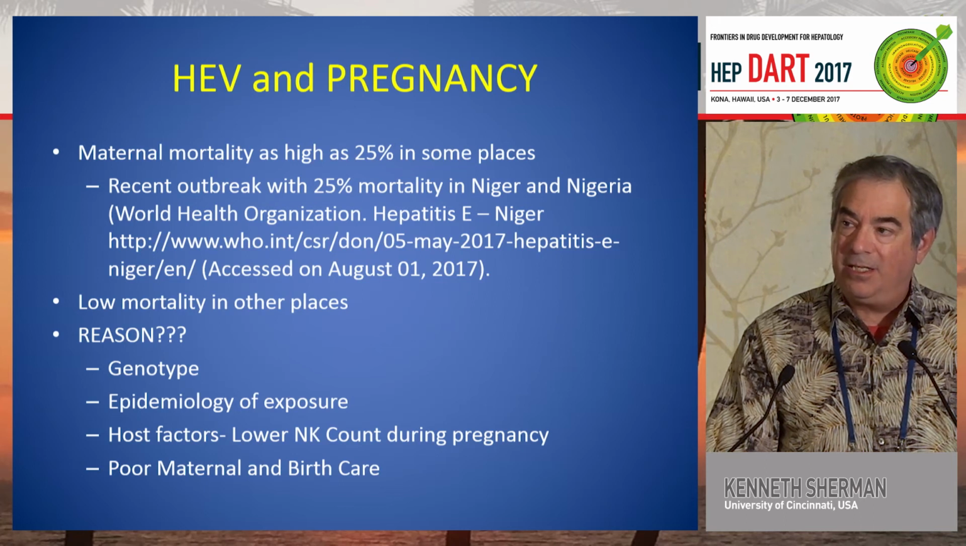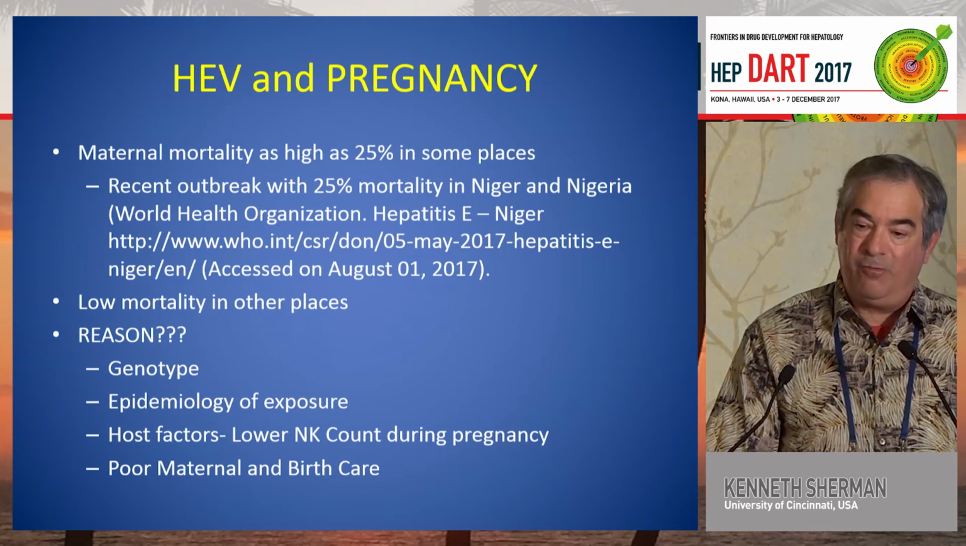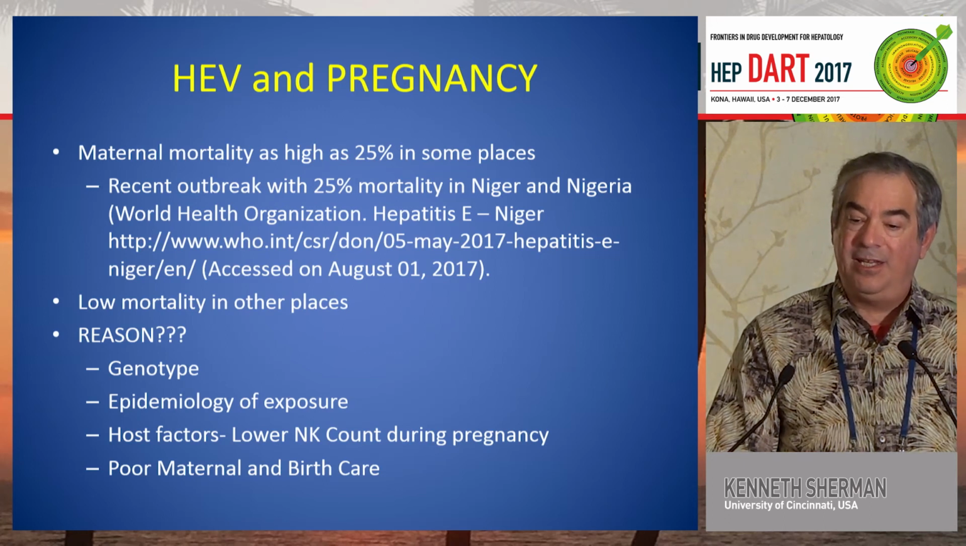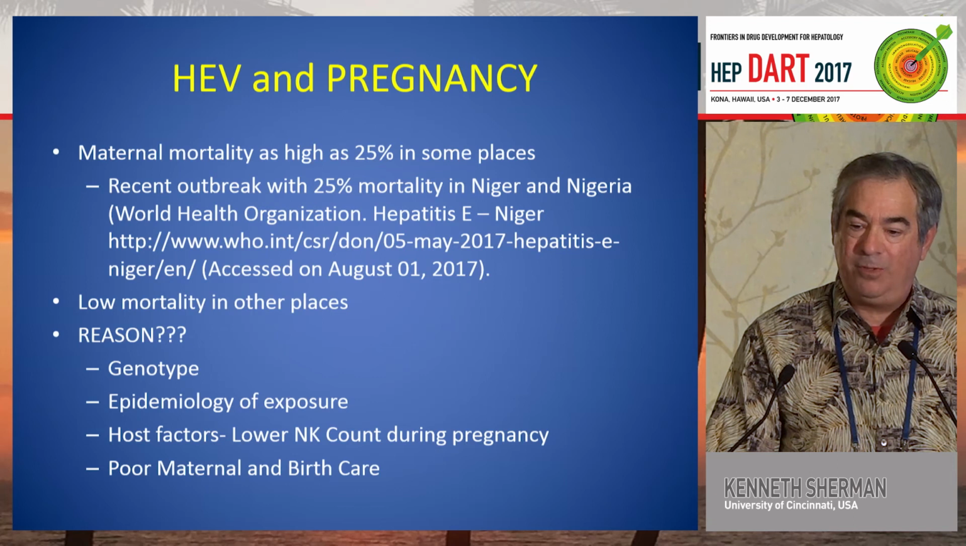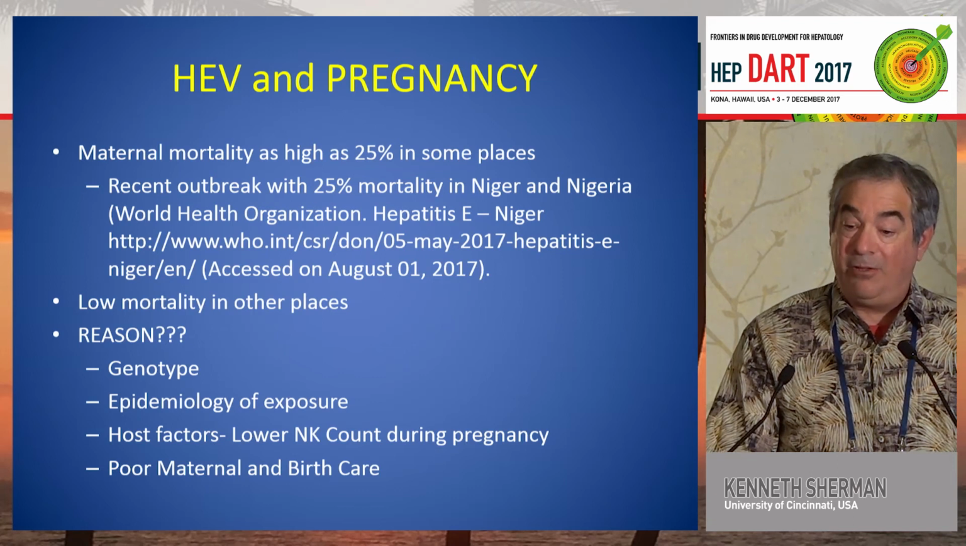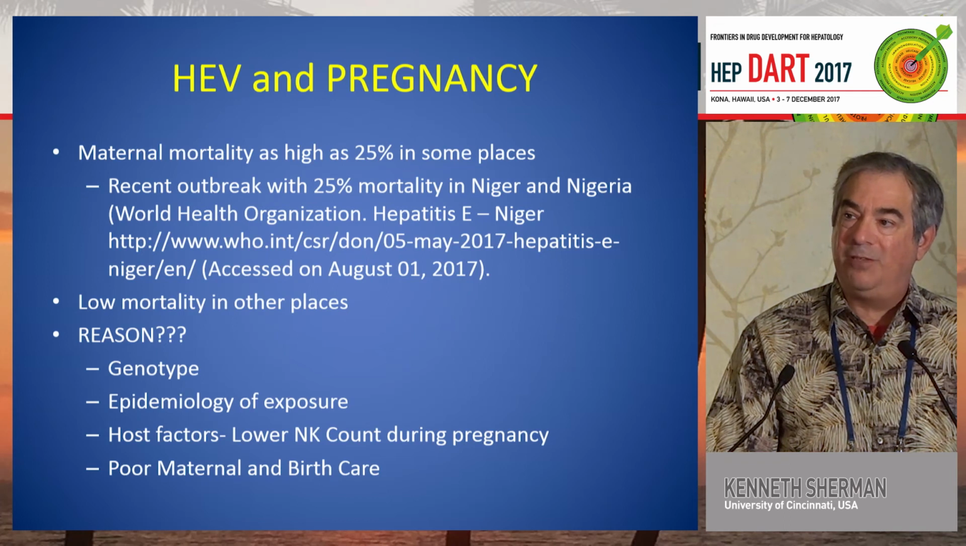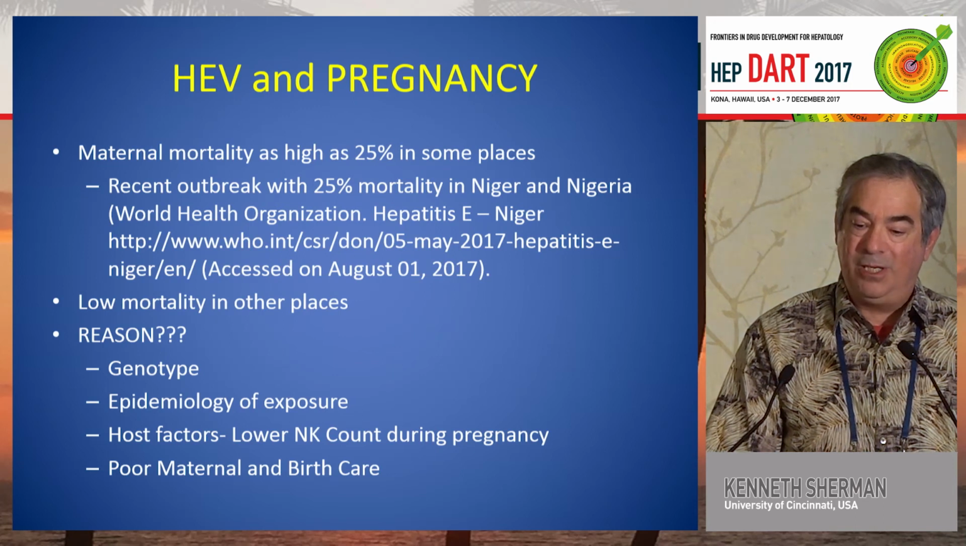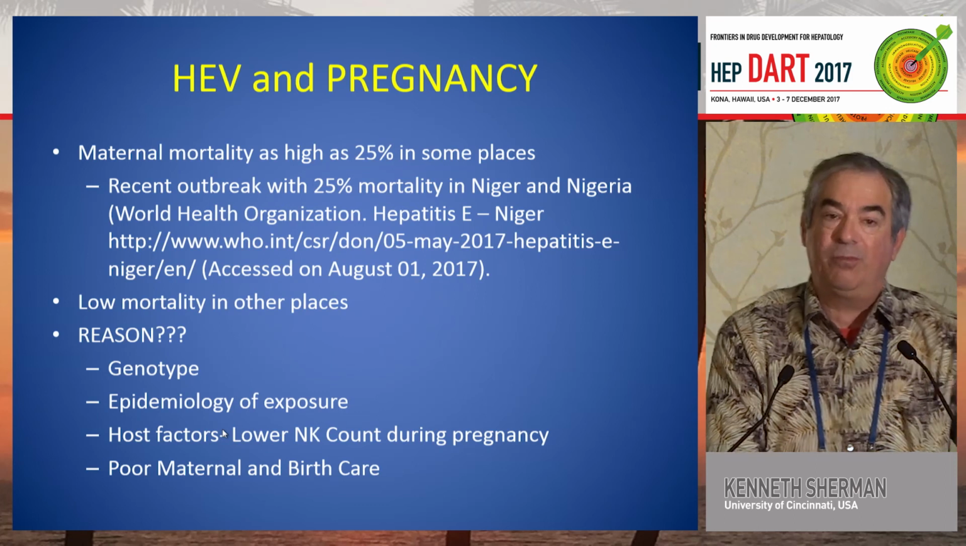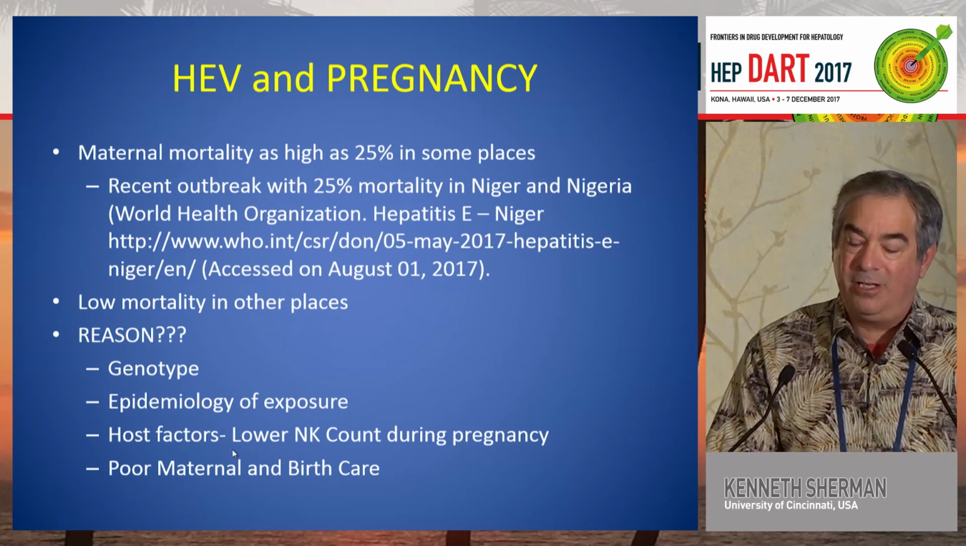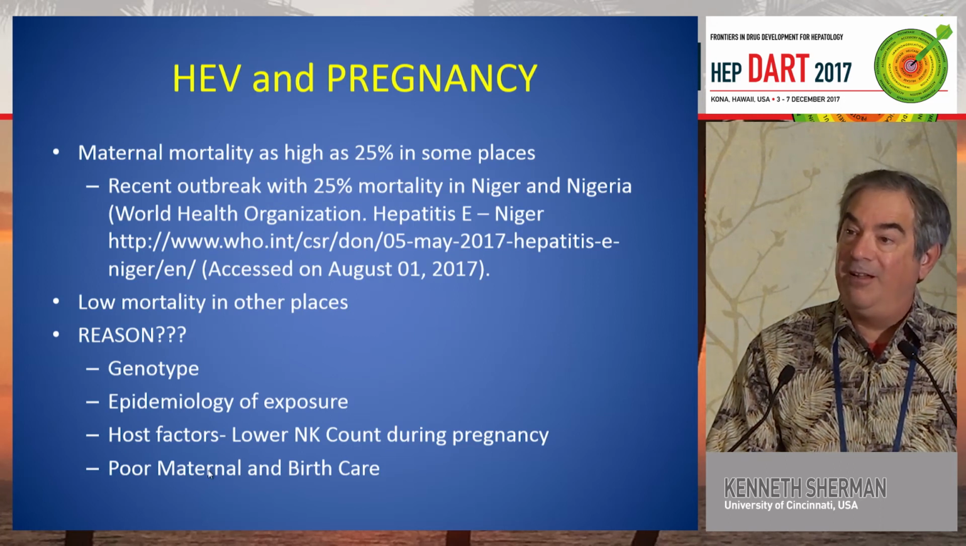The reason remains unclear. Differences in genotype could be a factor. The outbreak in Niger and Chad and Nigeria is a genotype 2 outbreak. The epidemiology of exposure is different in different places with different ages of typical initial exposure and presence of antibody that's pre-existing before pregnancy. Host factors could be a factor, and there is a study suggesting that lower NK counts during pregnancy may contribute to more severe outcomes. It's also been suggested that poor maternal health and birth care may be important factors in high rates of mortality in parts of the world.